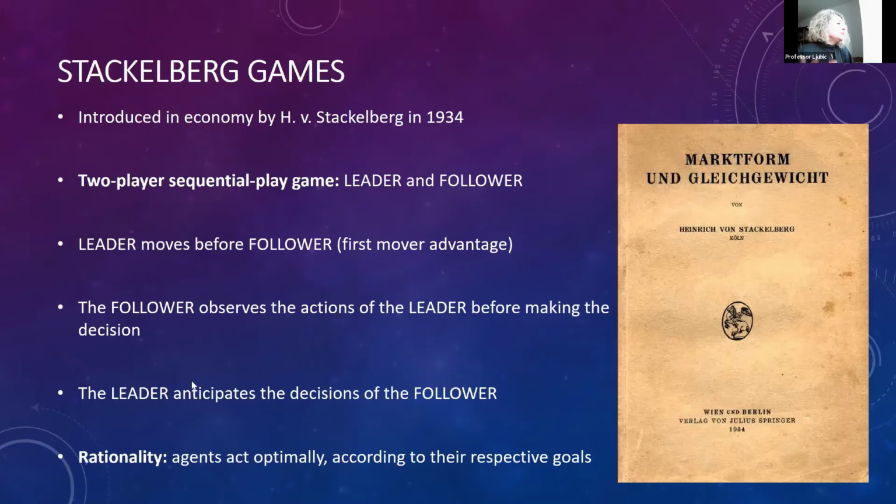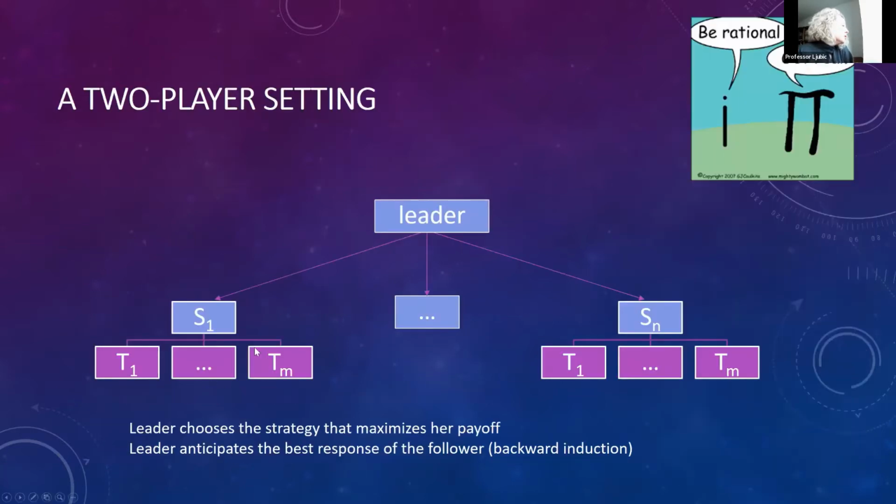So both of the players will maximize their payoffs and they will act rationally. Here is a simple illustration for combinatorial optimization problems. The leader, in our case, would make a decision about the separators, right? The leader wants to decide who are the vertices to be removed from the network.